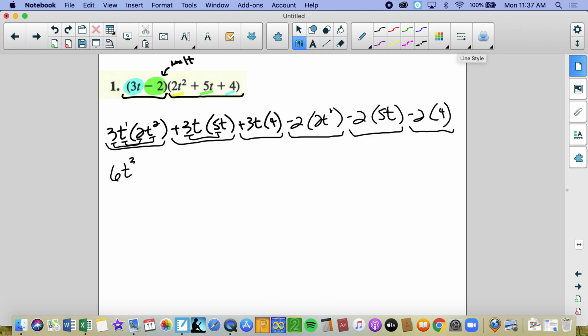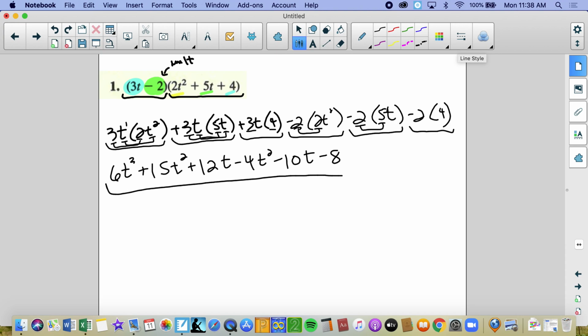And then we'll repeat it for each product. So 3 times 5 is 15. T to the first times t to the first is t to the second. We have 3 times 4, which is 12. And then we have our variable t by itself. We have -2 times 2, which is -4t squared. -2 times 5 is -10t. And then we have -2 times 4, which is -8. Now, we have done all of the multiplication. Now, this consists of addition and subtraction, and we're going to combine like terms.